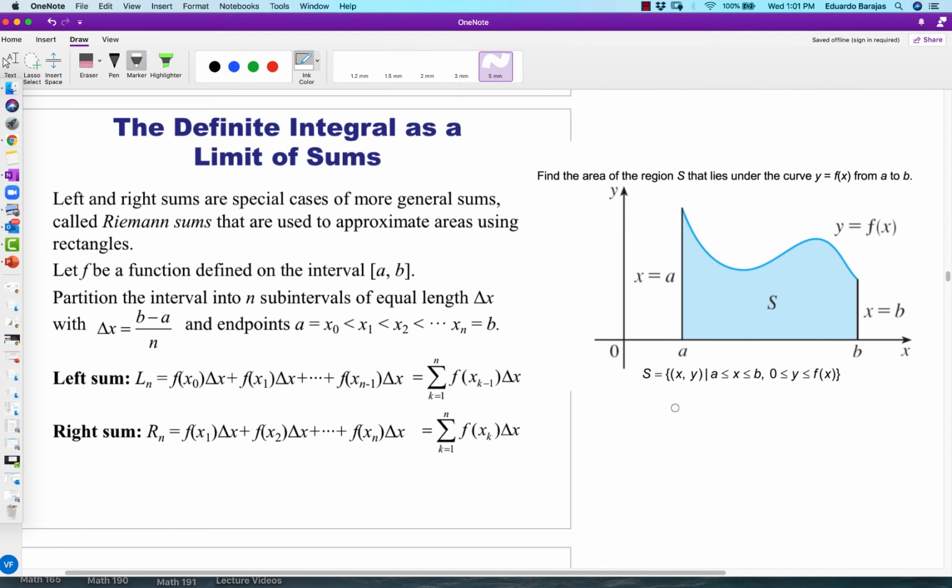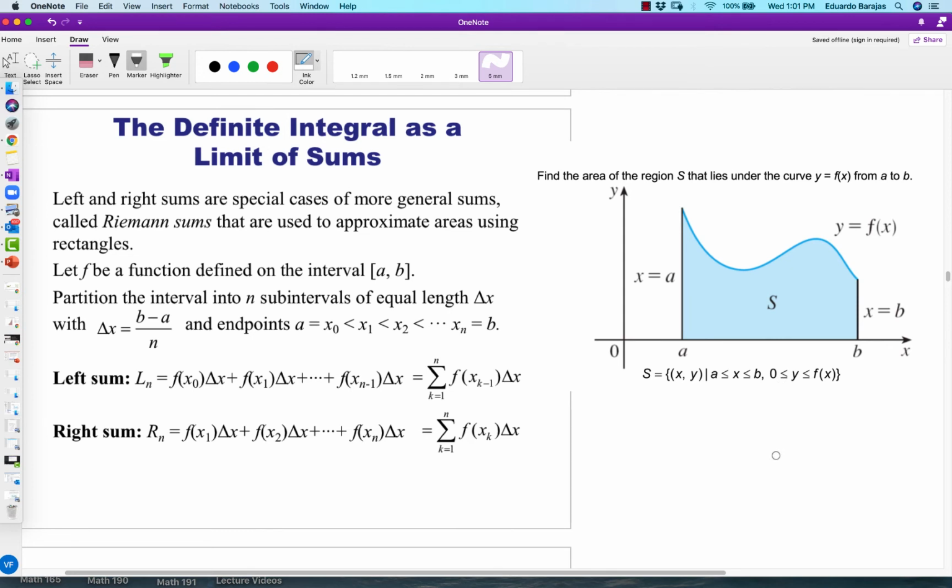Okay, so let's begin to define what we mean by the definite integral as a limit of sums. So the left and right sums are special cases of a more general sum called the Riemann sum that are used to approximate areas. So in general, let's say some function f of x is given. Let's for now assume that the function is positive, so it's above the x-axis, and that we're interested in finding the area that's trapped below the f of x function above the x-axis, and then sandwiched in between the vertical line x equals a and x equals b. So this region drawn over here in blue is what we're interested in.